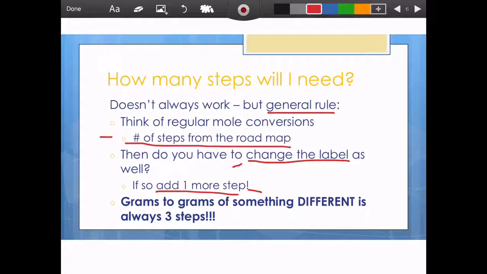The one thing that you do need to know for all reactions, if you are going from grams of one thing to grams of something else, it is always 100% of the time a 3-step problem. And we'll do some examples with both of these, and I'll kind of go through these examples with you along with the roadmap here in a second.